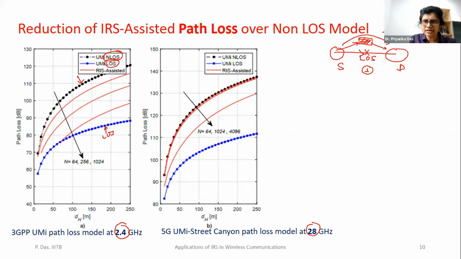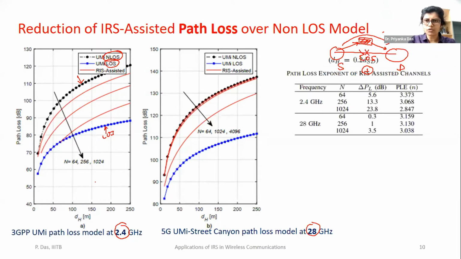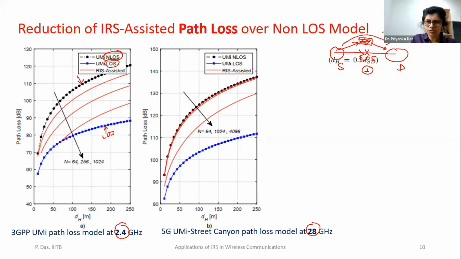Now the signal will traverse via IRS. Where is my IRS? These are all red lines. So what is your expectation? First, see what we are trying to plot. It's path loss versus the distance. DH stands for the distance between the source, the horizontal distance between source and IRS. This is your DH.